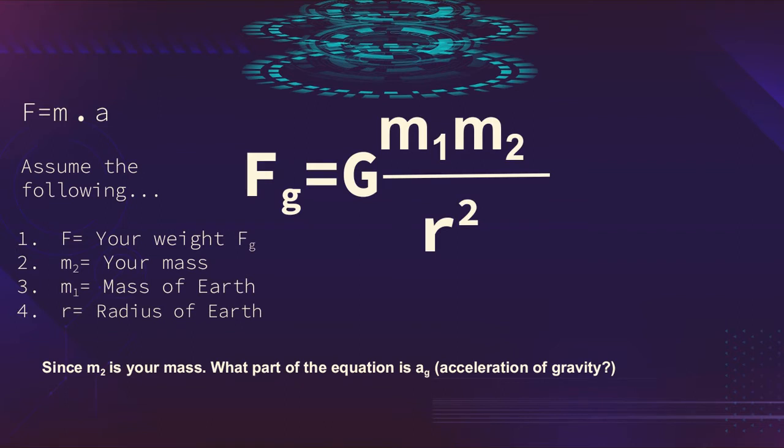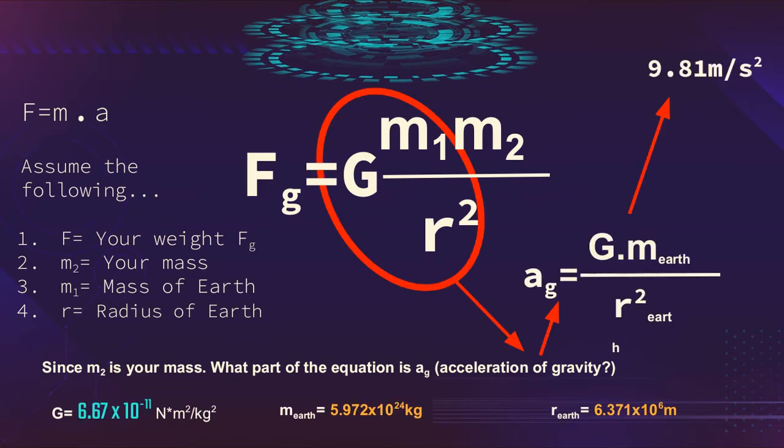So if F is your weight, Fg, and M2 in this equation is your actual mass, and we've got M1 as the mass of the Earth and R as the radius of the Earth, then we can see how this plays out into F equals ma. So which part of this equation is actually your Ag? Well, that portion right there, what we saw earlier. Acceleration due to gravity is the constant G times the mass of whatever planet we're talking about, in this case Earth, divided by the radius of it. So that's where Ag is calculated from.